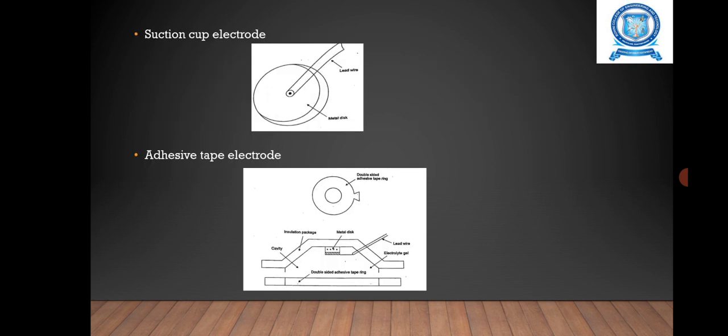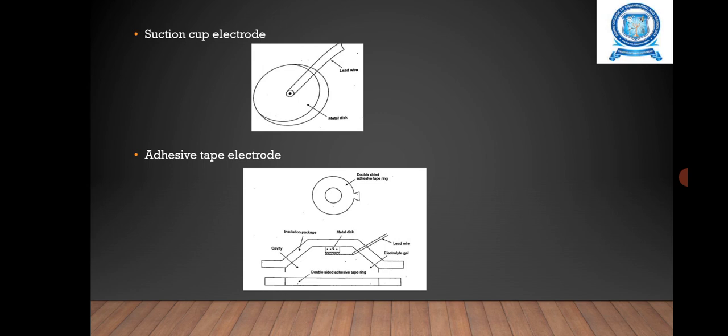The next one is the suction cup electrode. It is more practical and is well suited for attachment to flat surfaces of the body. This electrode has a small area because only the rim is in contact with the skin. The next type is the adhesive tape electrode. The pressure of the surface electrode against the skin may squeeze the electrode paste out. To avoid this problem, the adhesive tape electrode is used.